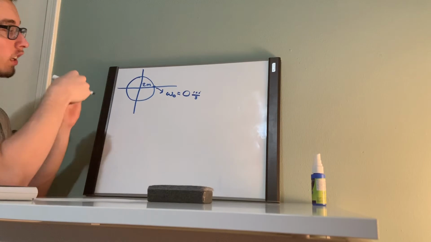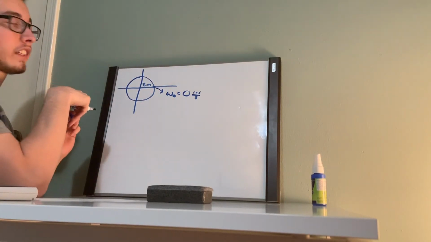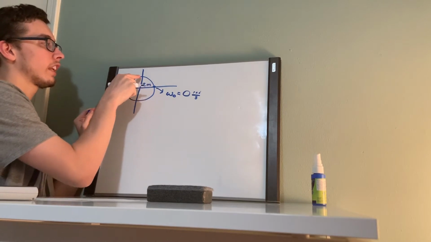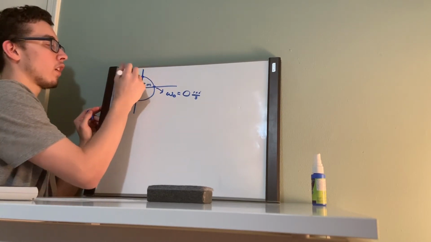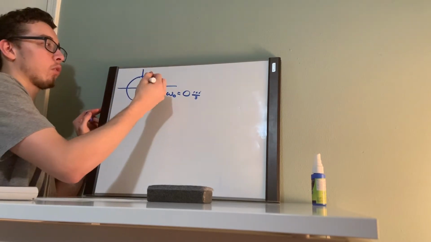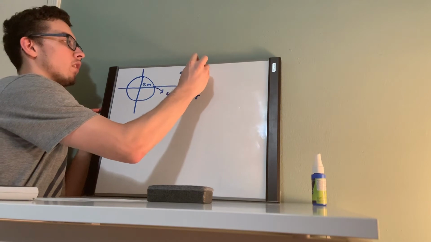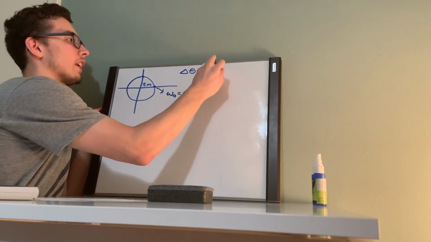And then it tells us that we move pi over 2 radians. We want to know the linear speed at this point. So we change an angle of pi over 2. So delta theta is pi over 2 radians.